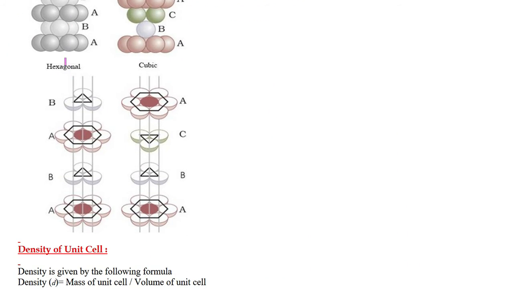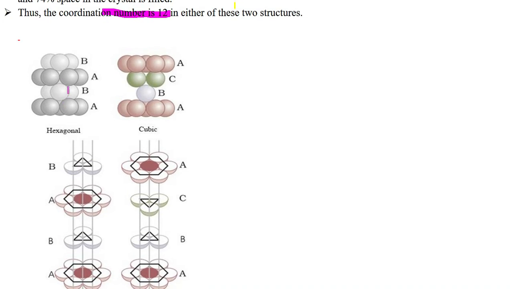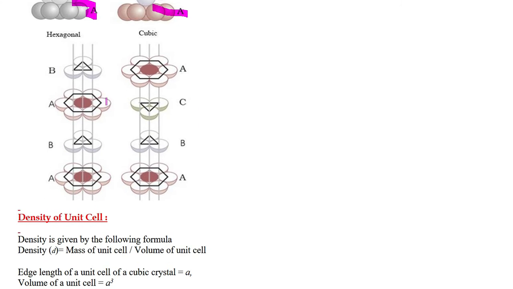As you can see here, this is AB type of arrangement. Here the type of arrangement is ABC. The diagram of such type of arrangement is as follows.